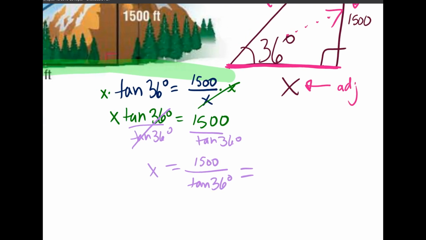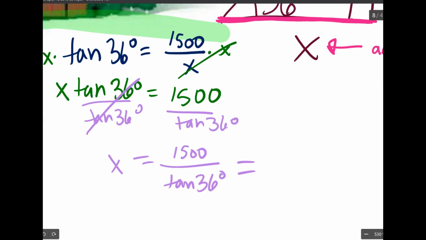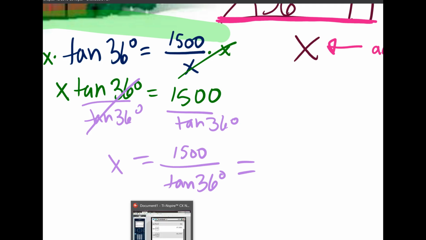All right, x equals. Trying. This is improvement. This is good. We're really focusing now. So, x equals, can you help me figure out how to use the calculator for this stuff? Yeah, so I'll go through this. All right, so x equals 1500 divided by tan 36.